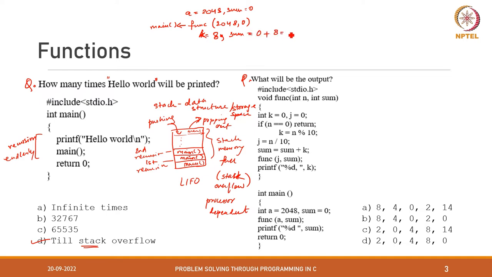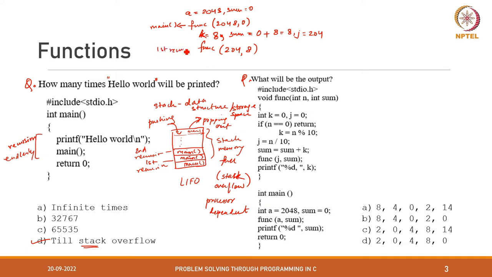Now we call, this is the first recursion that we do. Okay, yeah, sorry, I didn't write the value of j. So j is n by 10. n is 2048 by 10. j is an integer, keep this in mind. So it will be 204, right? So the first recursion that we call in this particular step is func of 204 comma sum, where sum is 8.